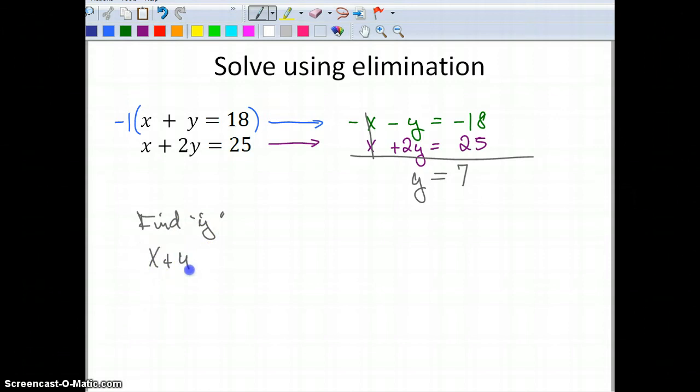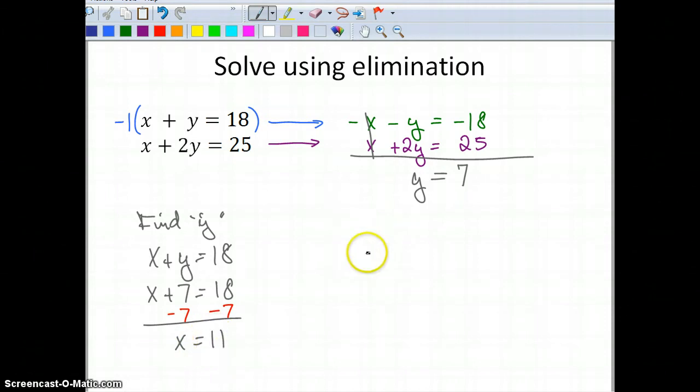So I have x plus y is equal to 18. Y is 7, so x plus 7 is equal to 18. Subtract 7 from both sides. So now I have x is equal to 11. So my solution for this one is the point 11, 7.